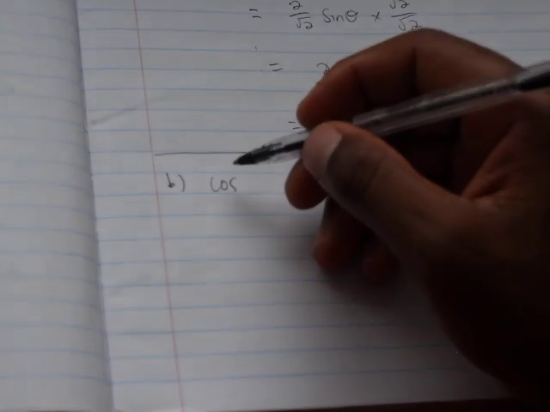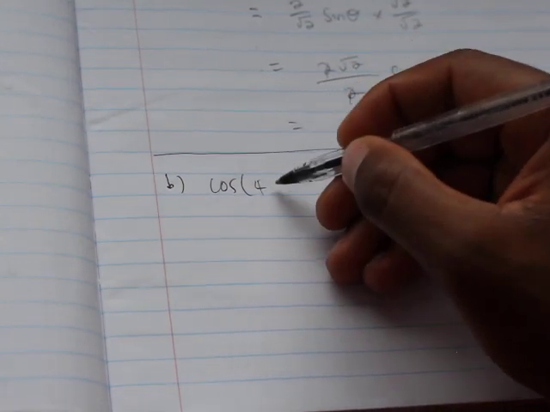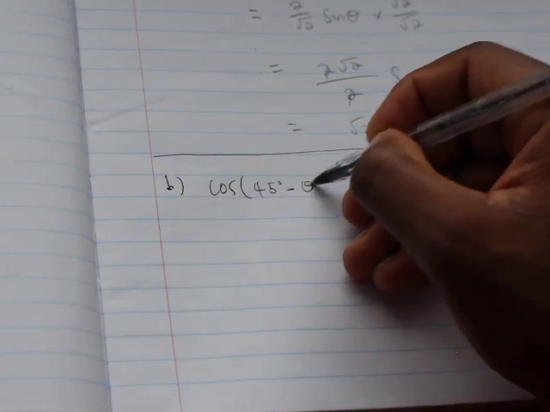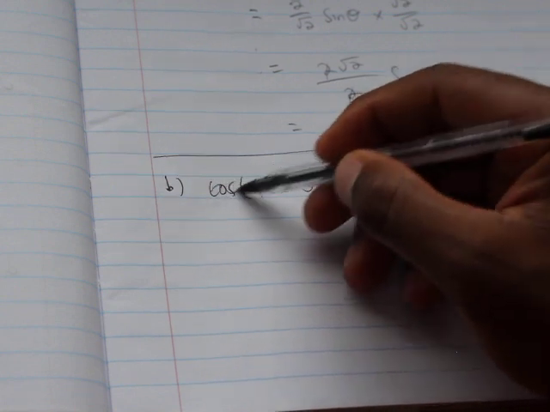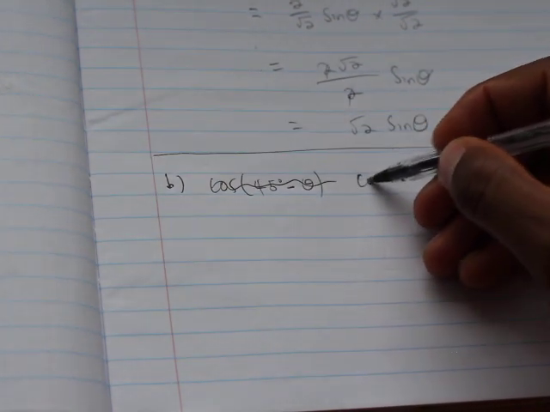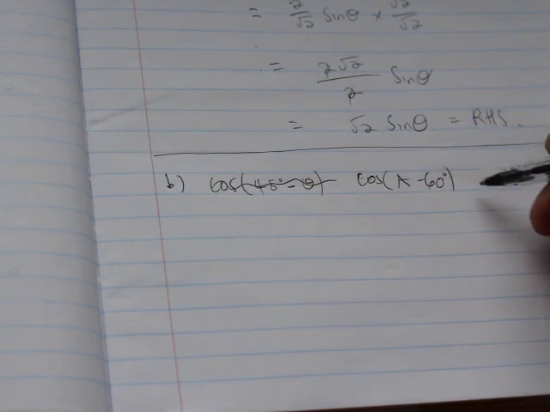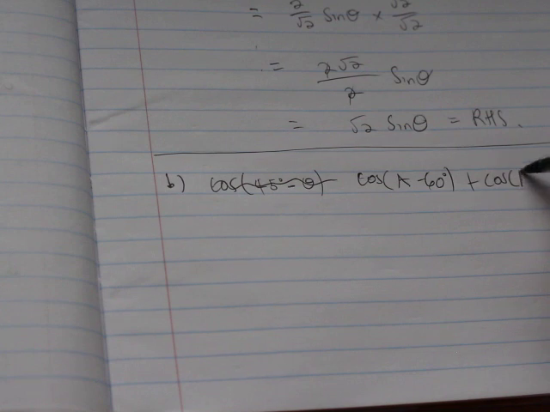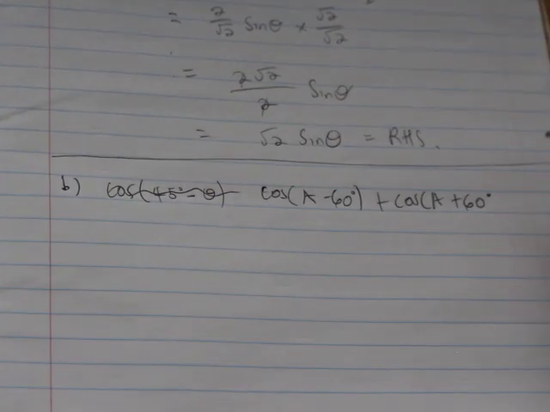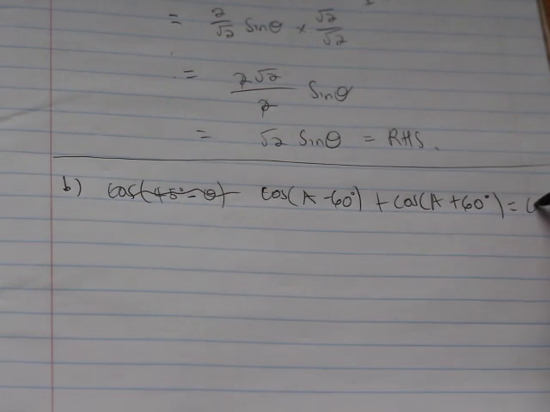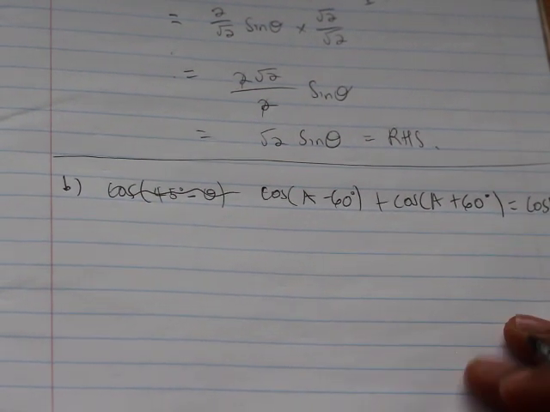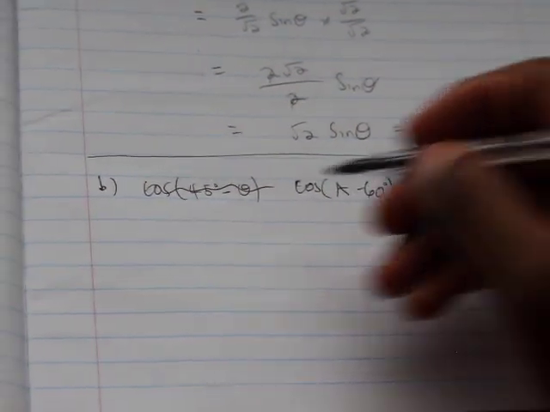Okay, so another problem looks like this. I don't want to bombard you guys with too many things. I don't want you guys to overheat. So we've got the cosine of A minus 60 degrees plus the cosine of A plus 60 degrees, and this is said to be equal to just the cosine of A. Let's check if that is actually true.